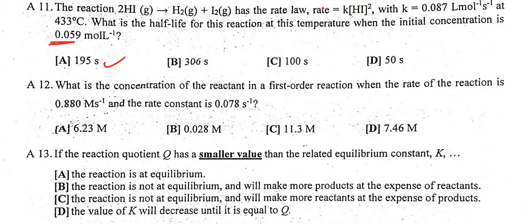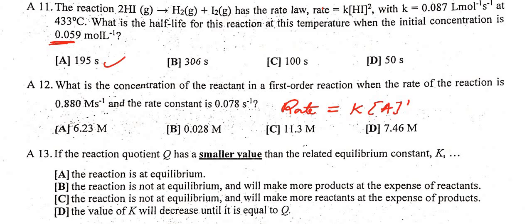So question number A12, they're asking what is the concentration of the reactant in a first order reaction when the rate of the reaction is given and the rate constant is given. This is a first order reaction, so the rate is equal to k times the concentration of A. There's a 1 there, right?